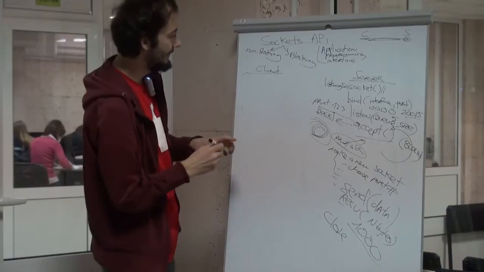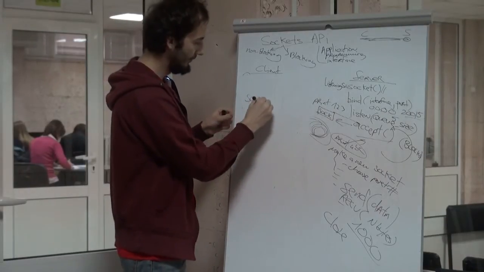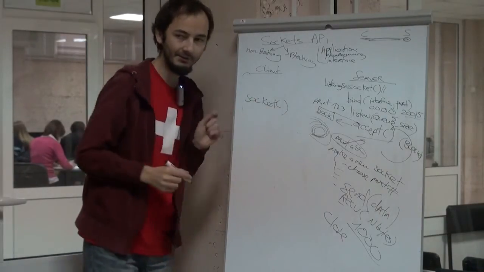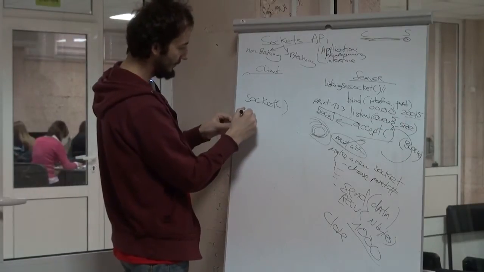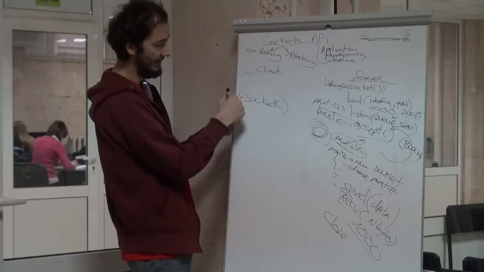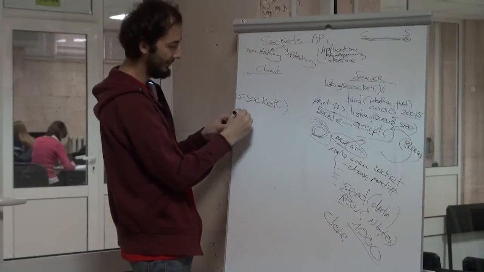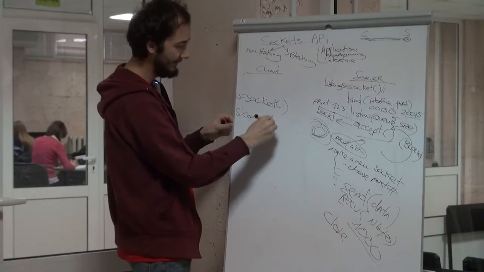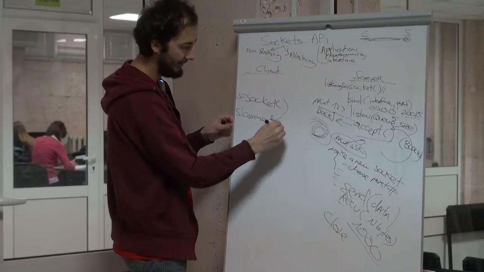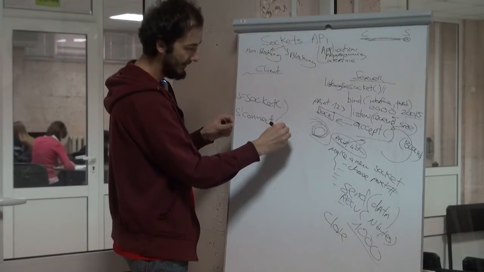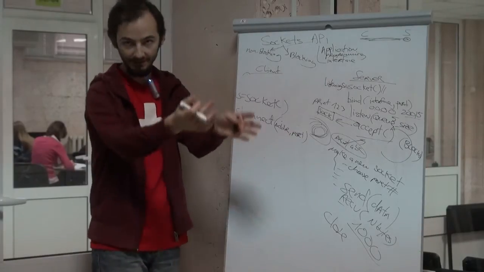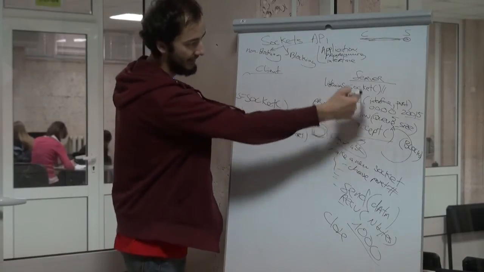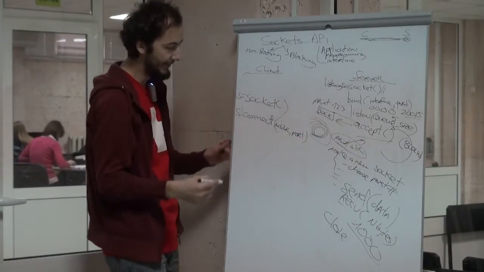Here, just like on the server, you can call the socket constructor to make yourself a new socket. Let's say s is our new socket. Then you can call s.connect, and you give it an address and the port number, assuming that the server is already there.